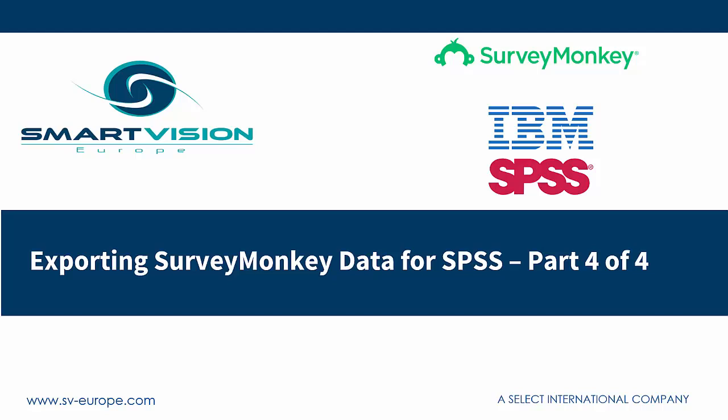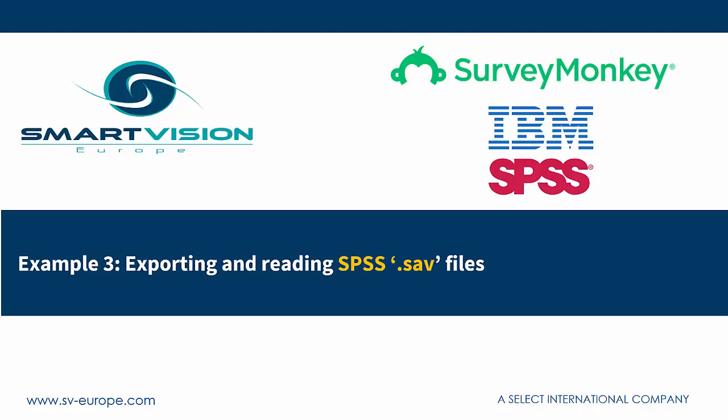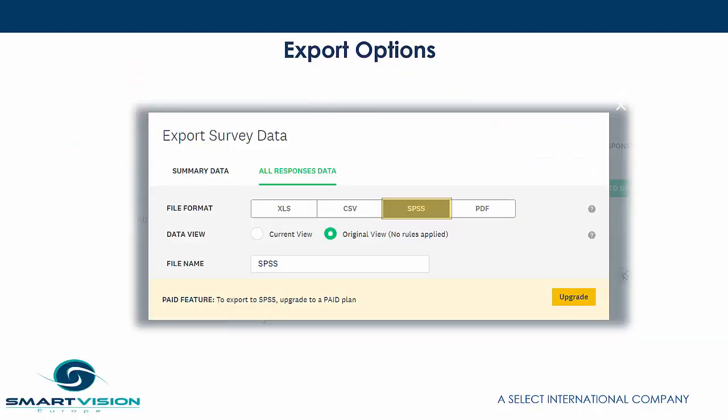In the final part of exporting SurveyMonkey data for analysis in SPSS, we're going to be looking at our third example of exporting data. This time we're going to be exporting a file as an SPSS SAV file. So this is the option we're choosing in the export survey data dialog, just simply SPSS. And you can see it's a paid feature.